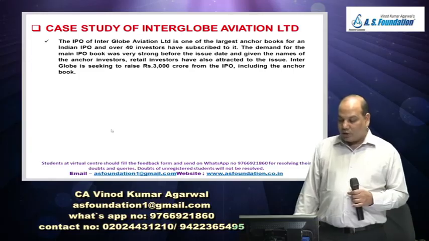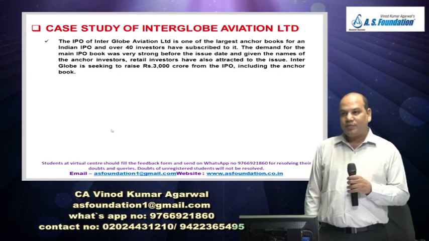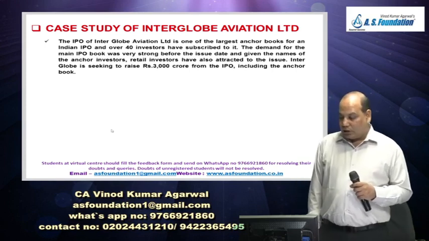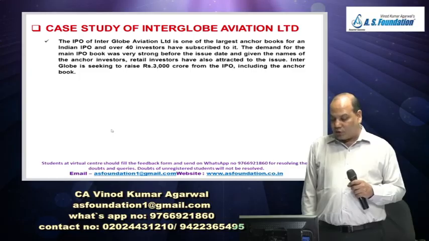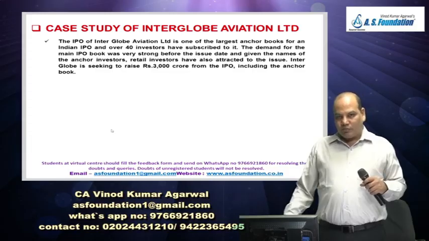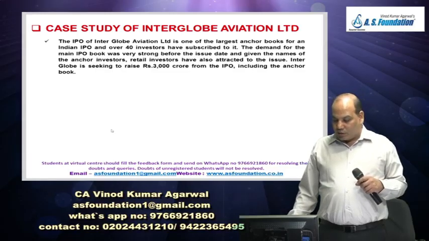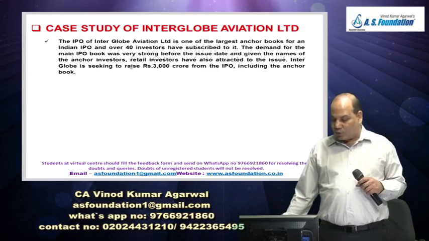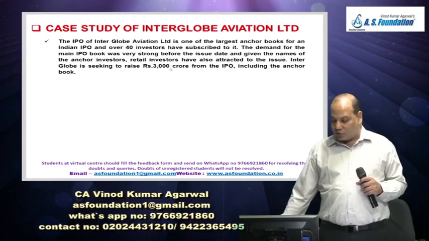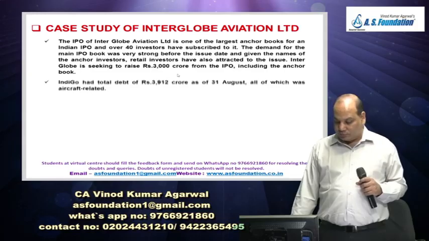The IPO of Interglobe Aviation Limited is one of the largest anchor books for an Indian IPO, and over 40 investors have subscribed to it. So how many anchor investors were there? 40. The demand for the main IPO was very strong, because obviously if you have so many people already supporting the issue, the demand goes up. Given the names of the anchor investors, retail investors were also attracted to the issue. Interglobe is seeking to raise rupees 3,000 crore from the IPO, including the anchor book.